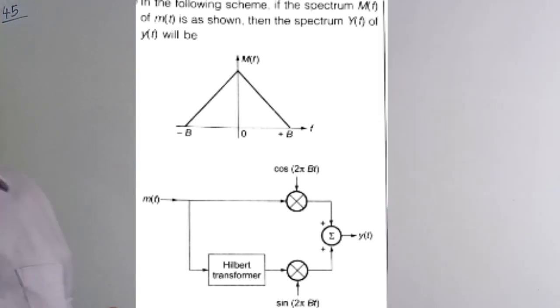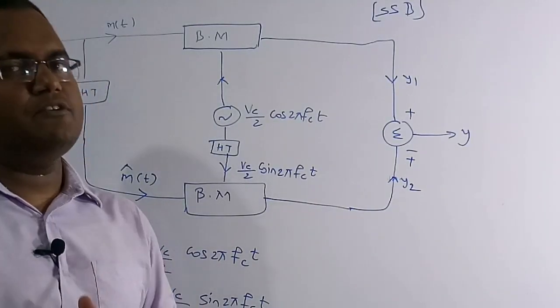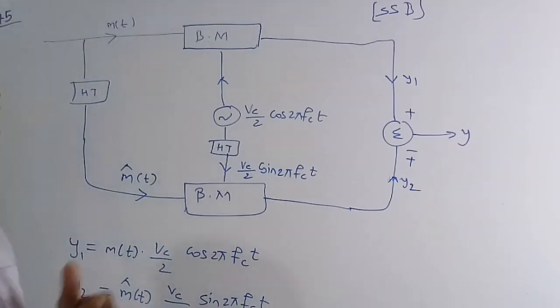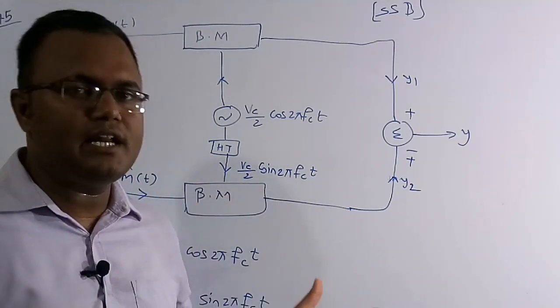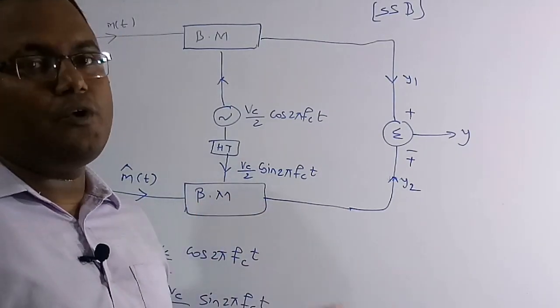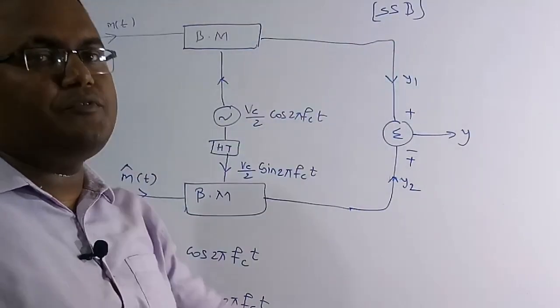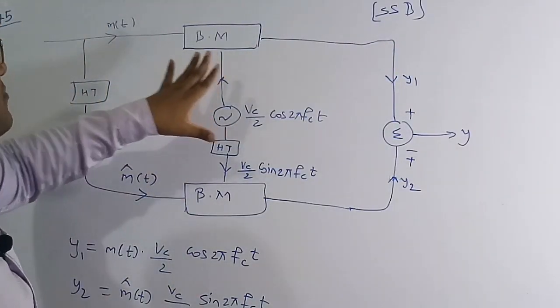So let's solve this numerical. Now let me explain a small concept before solving it. In the previous questions we have solved some numericals based on DSB, how to produce the DSB by using the ring modulator and also a nonlinear device. Now we are going to see a circuit which is going to generate the SSB. So the basic circuit for this SSB is this one.